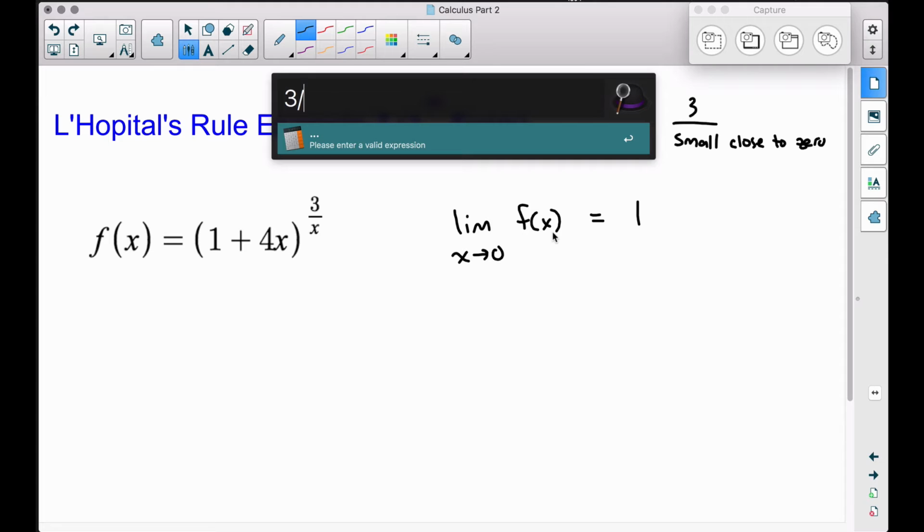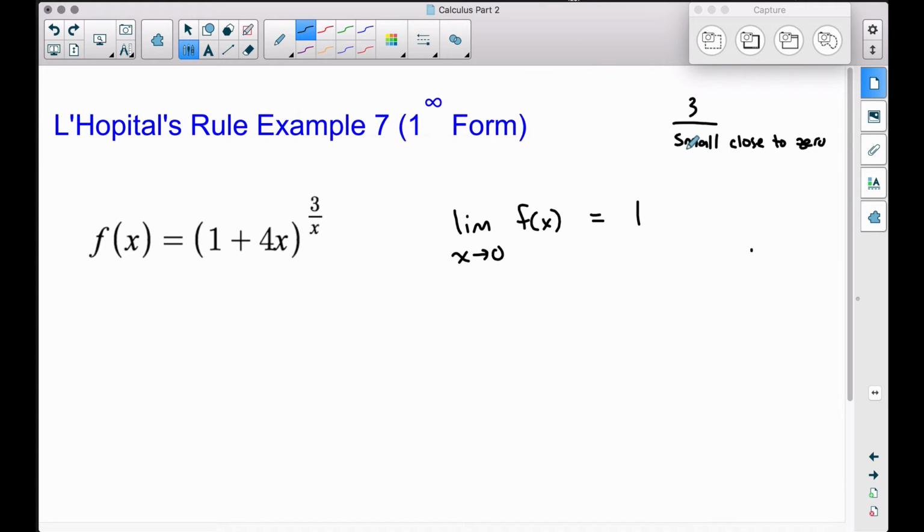Let's take 3 and divide by a really small number, like 0.001. All right, let's make it even closer to 0. And notice as I add more zeros up here, this number is getting closer and closer to 0, yet our quotient is getting bigger and bigger and bigger. Therefore, 3 over a really small number that's close to 0 is equal to infinity. Our exponent becomes infinity. Notice our form is 1 to the infinity power. That's exactly what we have right here.